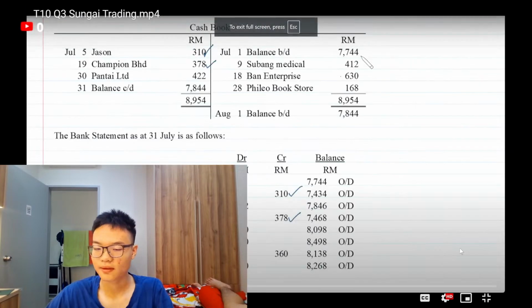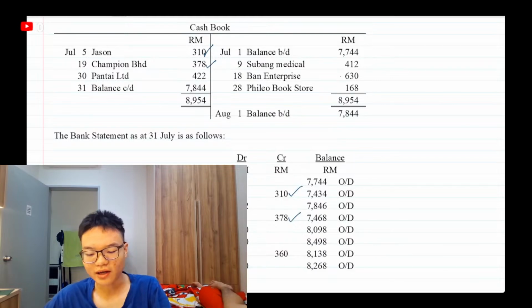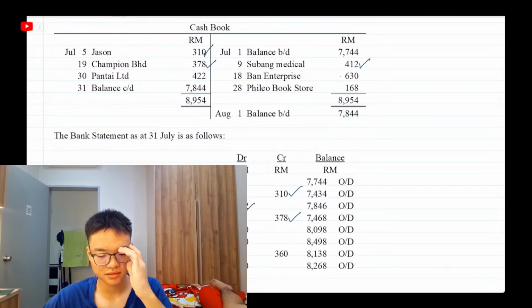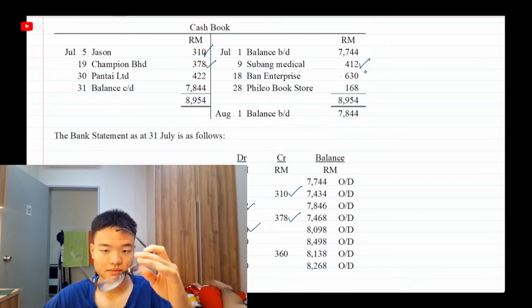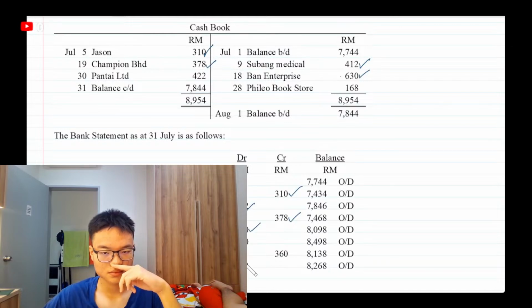Then we look at the credit items. We pay Subang Medical 412 ringgit. Yes, this check has been presented for payment. Next one, 630 ringgit payment to Fund Enterprise. Yes, the check has been presented for payment. 168 ringgit payment to Philo Bookstore. Not here. So the 168 ringgit has not been presented for payment.